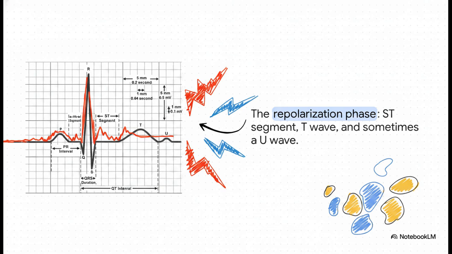On this waveform, we can really see that repolarization phase. The ST segment, which starts at the J point and goes to the beginning of the T wave, should normally be flat, right on the baseline. The T wave itself represents the bulk of ventricular recovery. And the U wave, if you see one, is thought to be the repolarization of the Purkinje fibers. Any deviation in these segments and waves are often the earliest and most specific signs of myocardial injury.